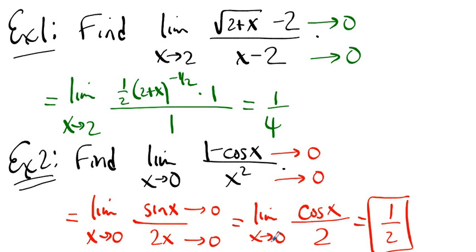L'Hopital's rule says if this limit exists, it's the same as that one. If this limit exists, it's the same as that one. That's the one we wanted, 1/2. I hope that's okay. I hope this is like the easiest thing we've done all semester. I really do.